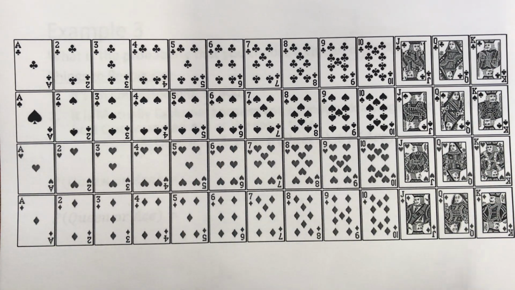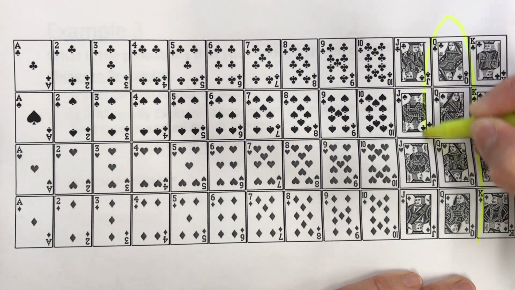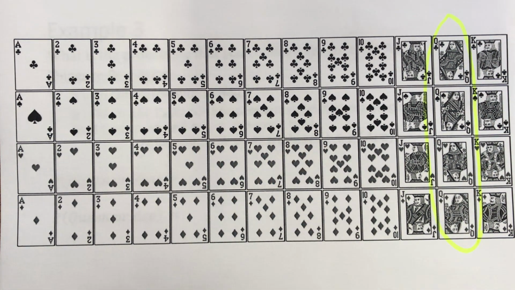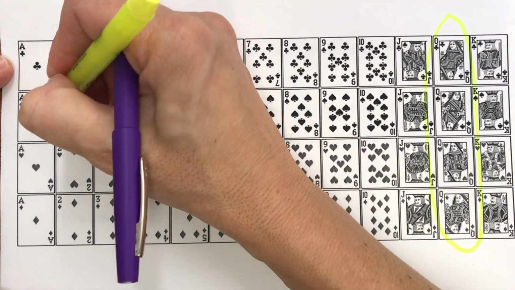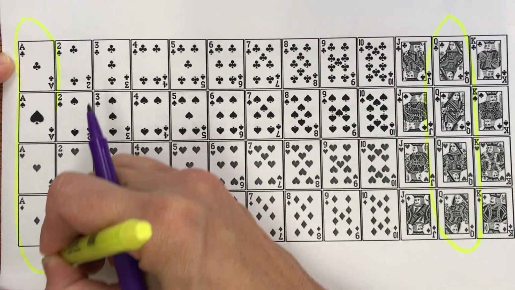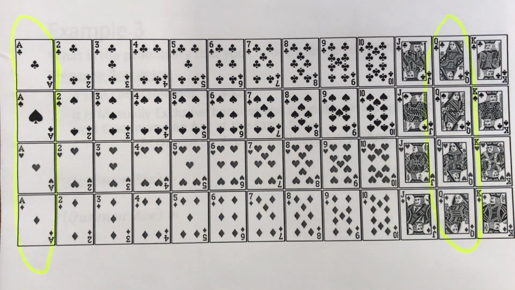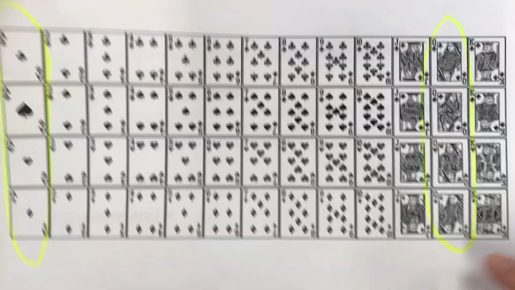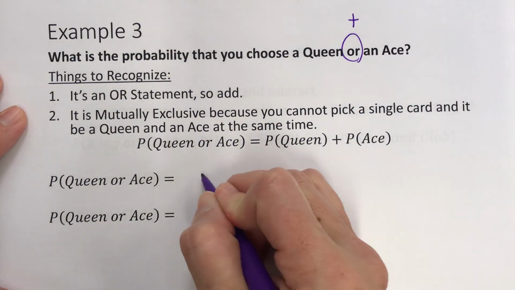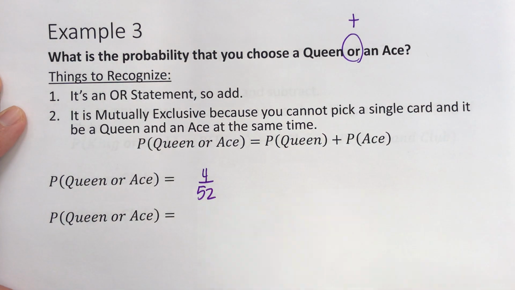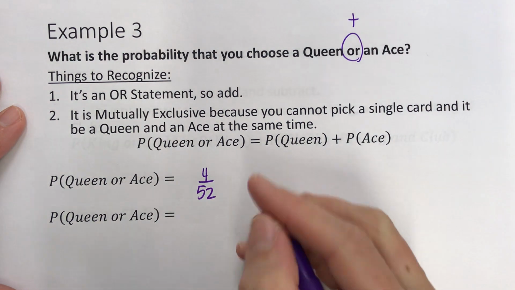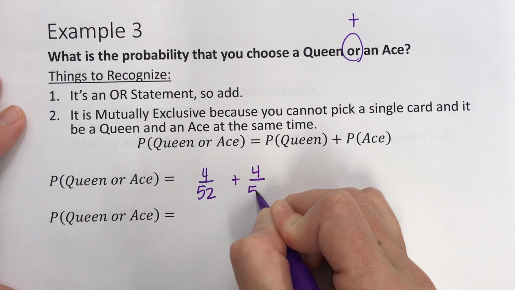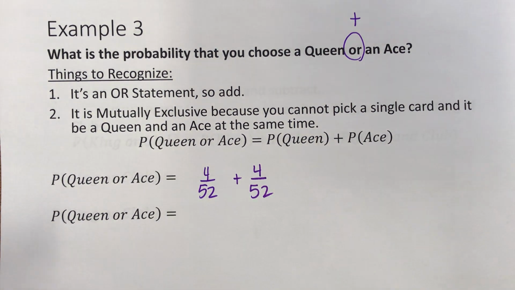So if I were to circle all of the queens, and if I were to circle all of the aces, there is no overlap. There are 4 queens and there are 4 aces. Okay, so our setup would be 4 out of 52 cards plus 4 out of 52 cards for the ace.